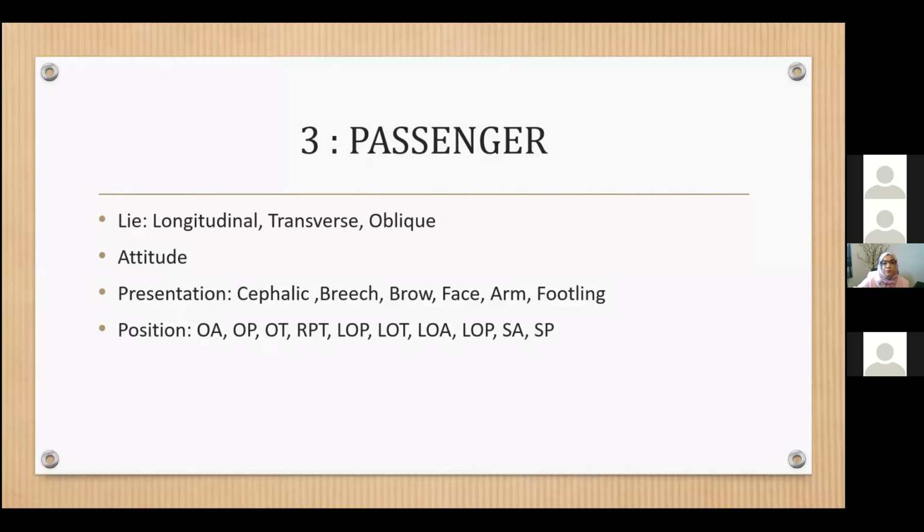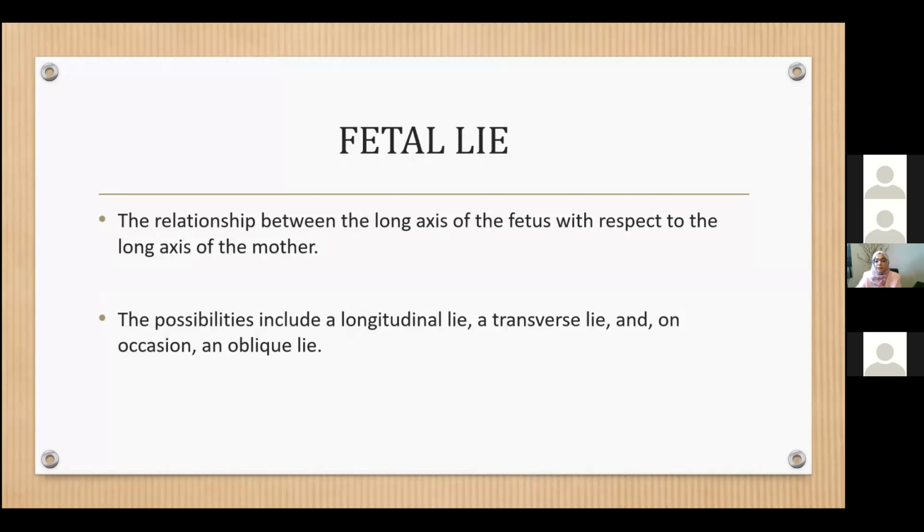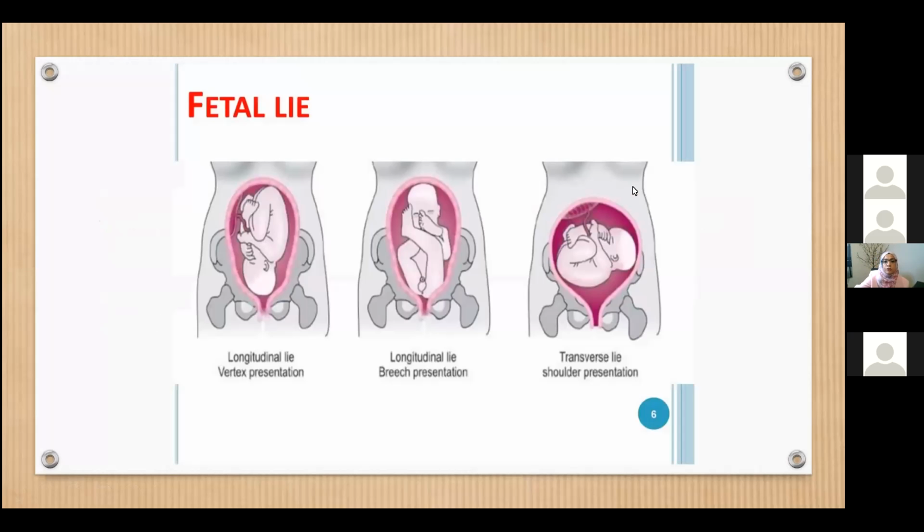So let's talk about the lie. What do you mean by fetal lie? Fetal lie means, if you look at the definition, the relationship between the long axis of the fetus with respect to the long axis of the mother. And the possibilities are longitudinal, transverse, and can be oblique. Let me show you on this.